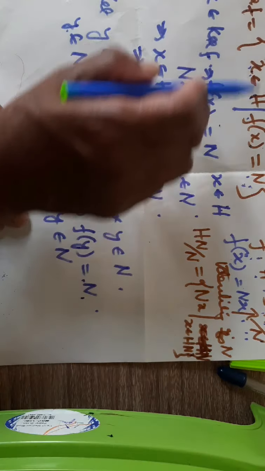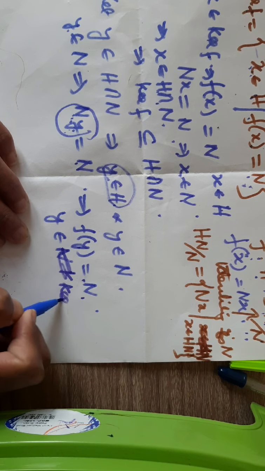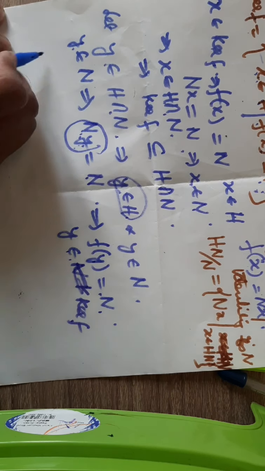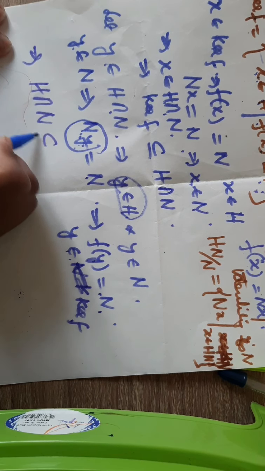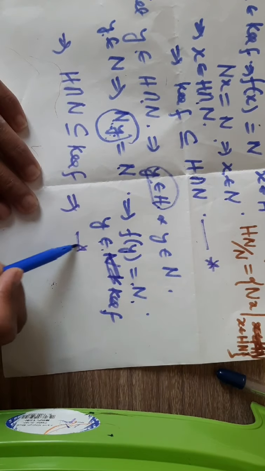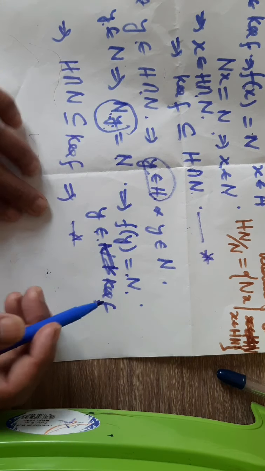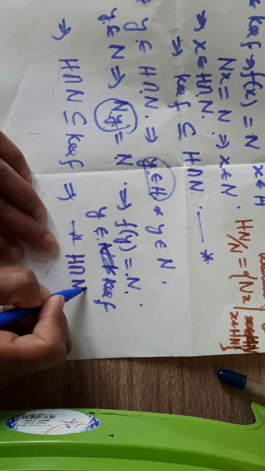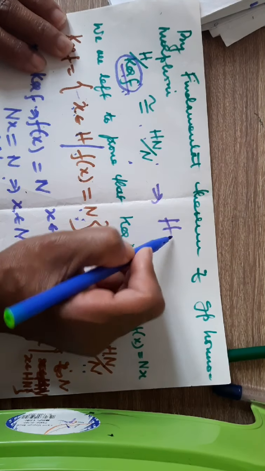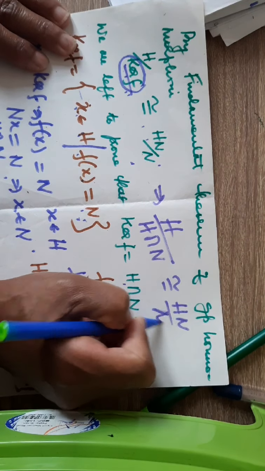So if f(y) = N, that means this y must belong to the kernel of f. That means any y belonging to their intersection also implies that y belongs to the kernel of f, which means that H ∩ N is contained in the kernel of f. Now you can see from these two statements, A is a subset of B and B is a subset of A is possible only if these two sets are equal. So H ∩ N is equal to the kernel of f. Then you can substitute it here. So finally we got this theorem: H/(H ∩ N) is isomorphic to HN/N.